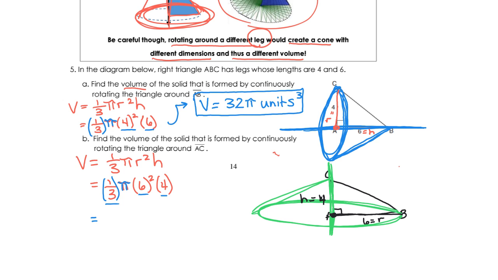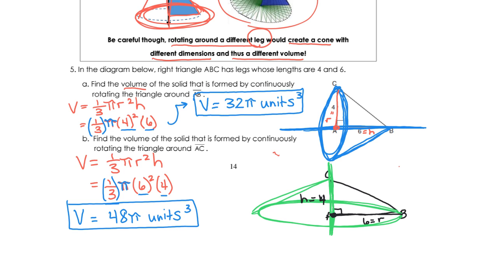When we hit enter, we end up with 48. Since pi stayed on our paper, it didn't go in our calculator. It's next to the 48, and we have 48 pi. No units, so we'll just say units cubed. And there's the volume of our cone.